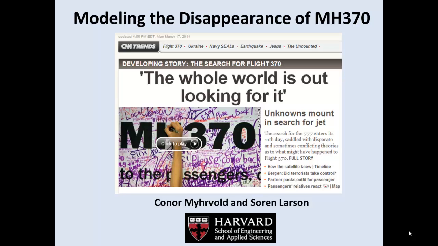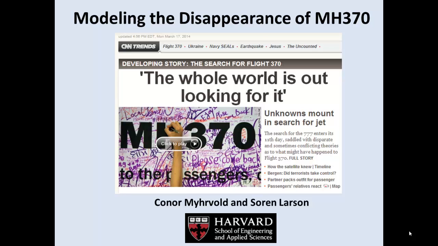Often this involves setting up simulations, making a computer model to replicate a key aspect of what you're trying to find out about. When we read about the disappearance of MH370 this spring, we thought it would be a great real-life example of how to use computer modeling to find out where MH370 is most likely located.